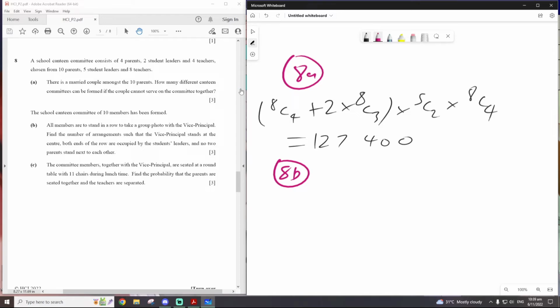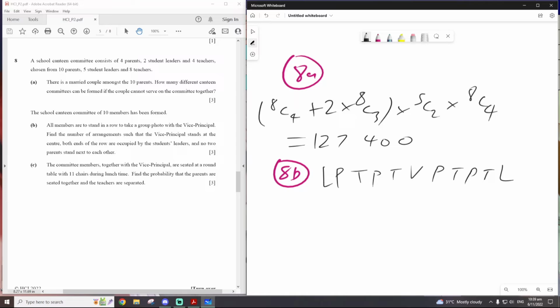All members have to stand in a row to take a group photo with the vice principal. Find the number of arrangements so that the vice principal is the center, both ends of the row are occupied by student leaders, and no 2 parents stand next to each other. If I use L for leader, V for the vice principal, and L for the leader, one possibility is parent, teacher, parent, teacher, parent, teacher, parent, teacher, right? But there's actually more than one possibility.